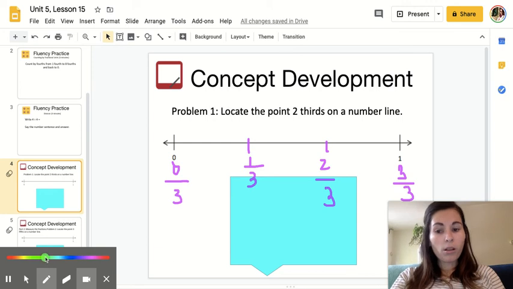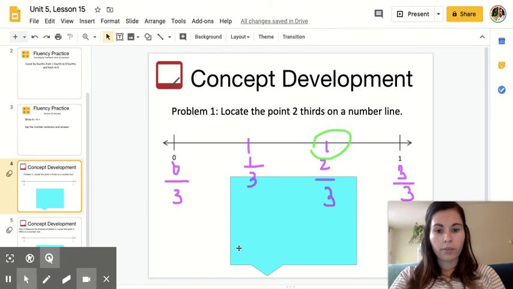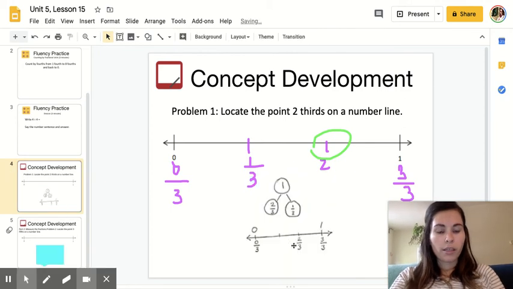So all it's asking me though is to find 2/3. So that point would be right here, 2/3. You could even see how I did it here. I found my 0, my 1, and I marked 2/3. We're going to try this one more time.